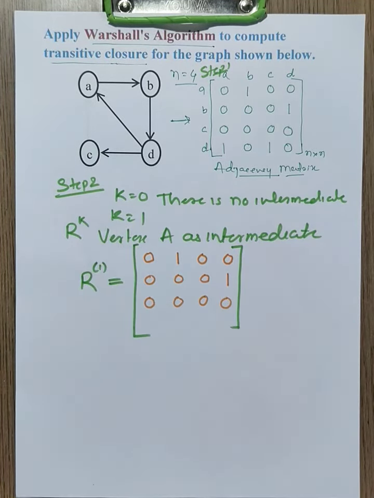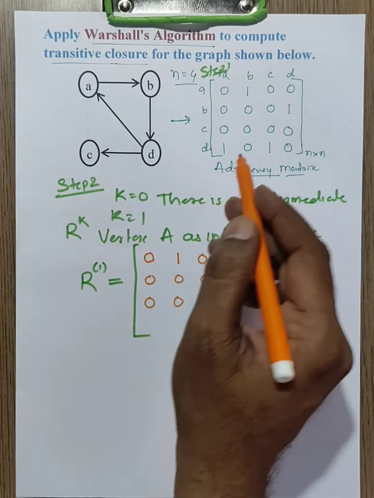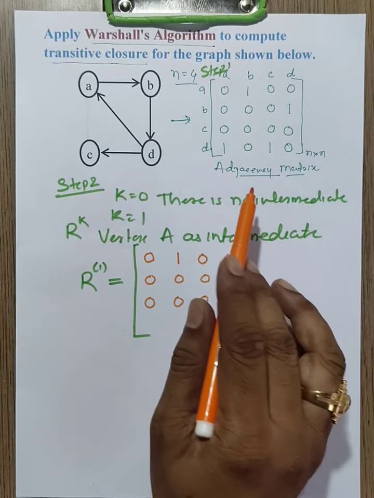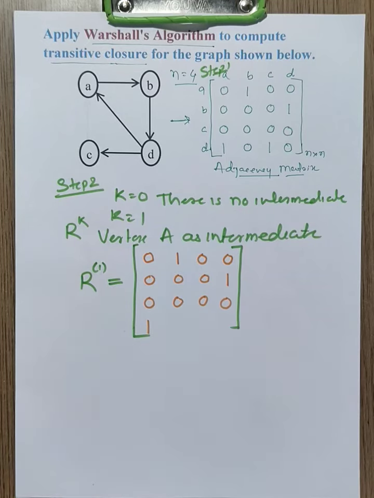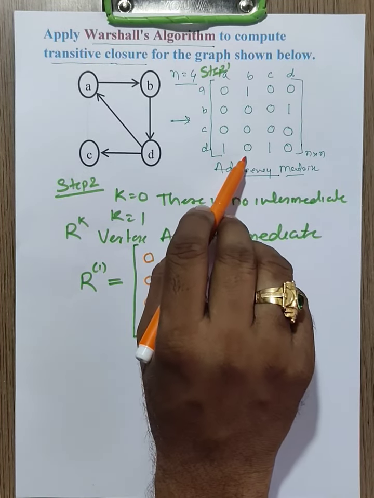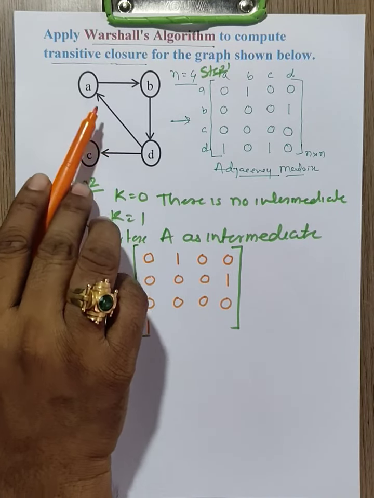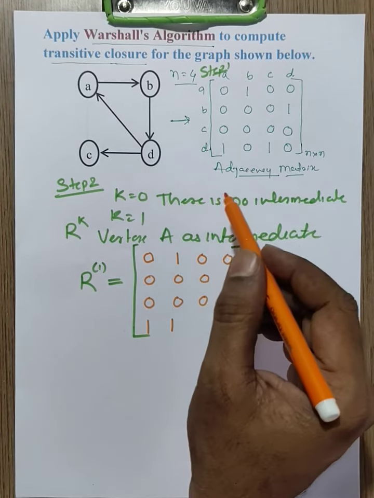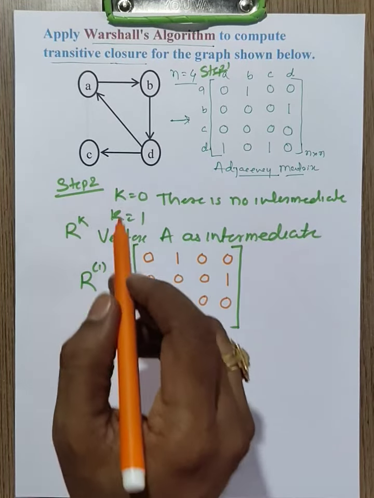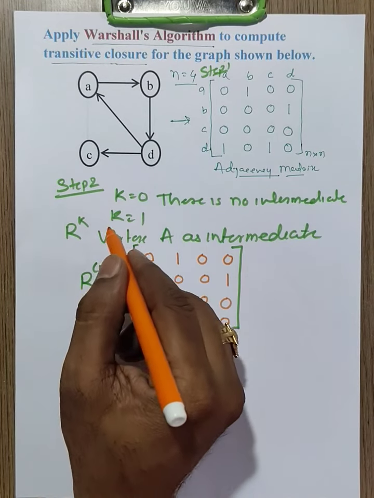Next, D to A edge is there and A is the intermediate, so maybe this D row will get different values. If 1 is already there, we write 1. If 0 is there, we check. First, D to A is 1, so we write 1. Then D to B, previously 0. D to A to B, you can take the transition because A is the intermediate, so this is 1. Next, D to C, already 1 is there. D to D using A, is there any transition? No, so this is 0. This is step 2, meaning k equal to 1.